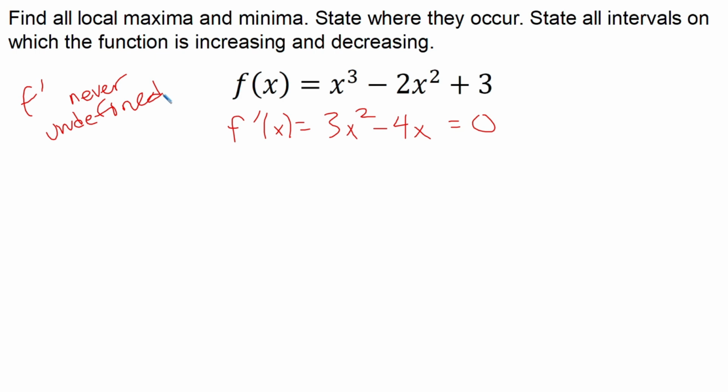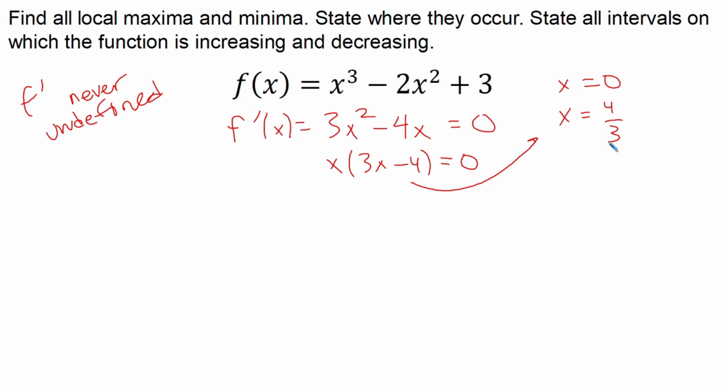To figure out when it's equal to 0, we're just going to factor out the x from this, giving us two critical values, right? One is going to be x equals 0, and the other one is going to be x equals 4/3.